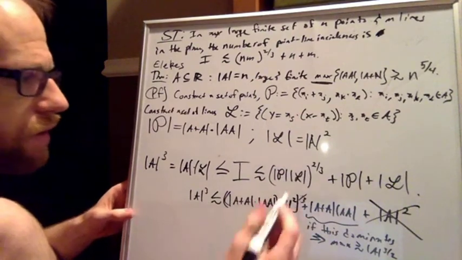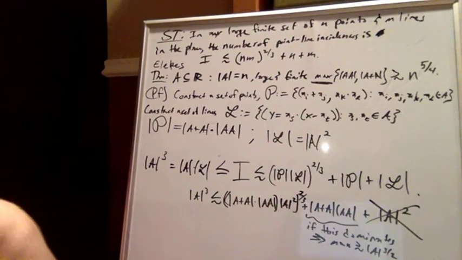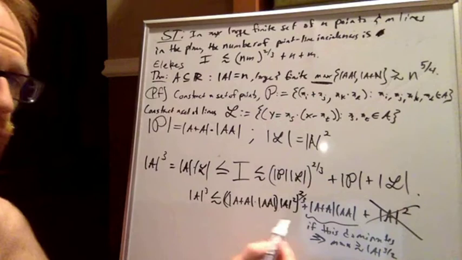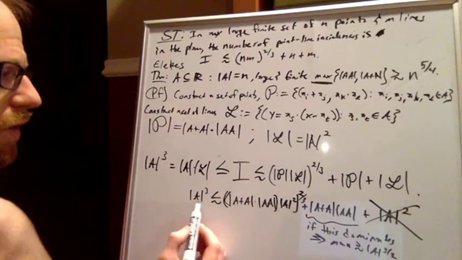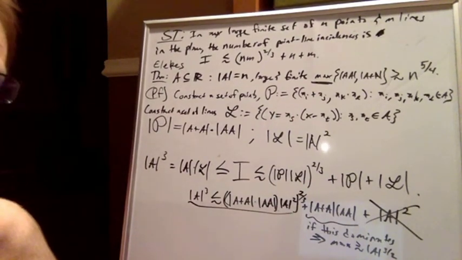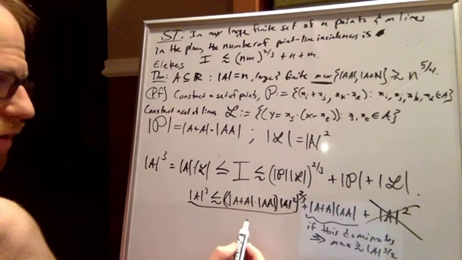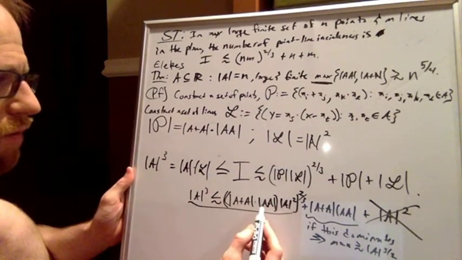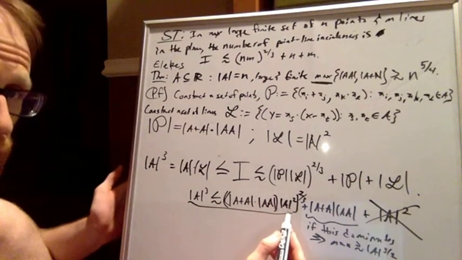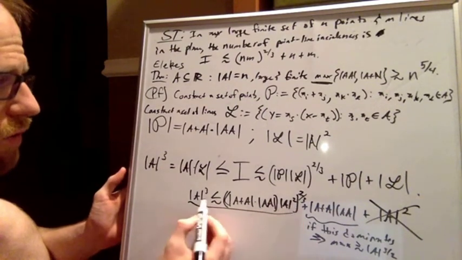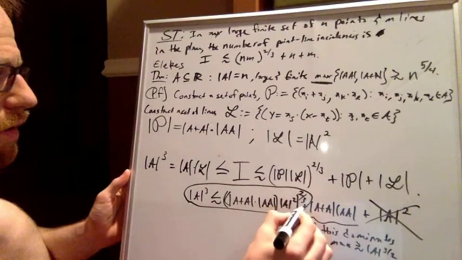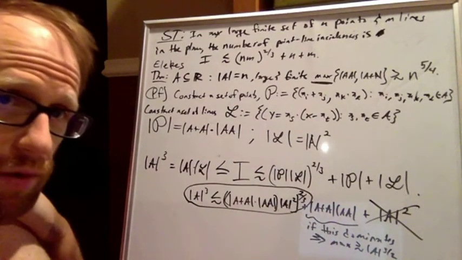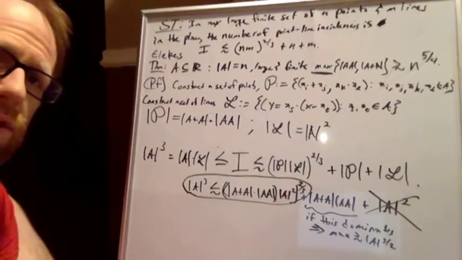Running out of space. So now the main part of the argument is going to be what happens when this is the dominating term. That is to say, if I have A cubed bounded above by this. So let's check. I'm going to assume that this is the part of the inequality that matters the most. Let's just tilt down here a little bit.